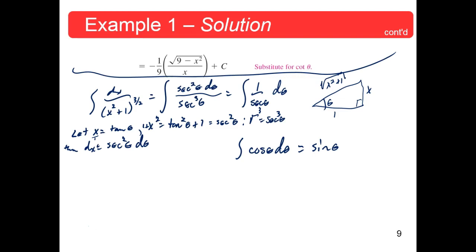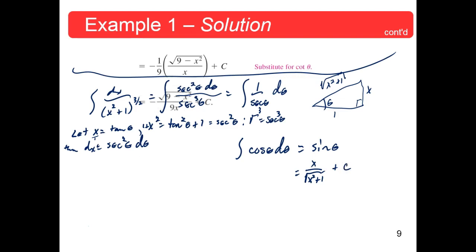Because can you give me sine theta based on this? What is sine theta? Opposite over hypotenuse. There it is. So this will be, in terms of the x variable, x over square root of x squared plus 1. Okay? And now you can do your plus c if you want to.